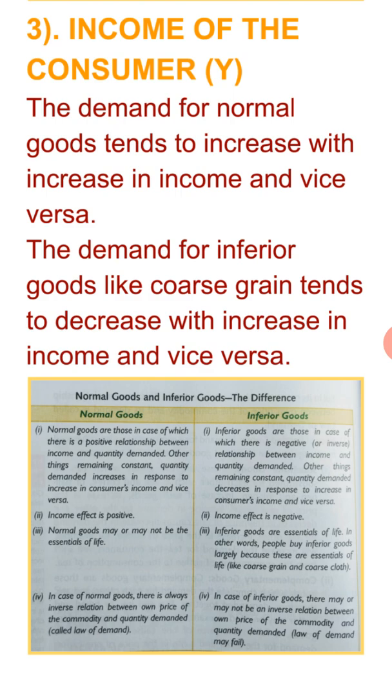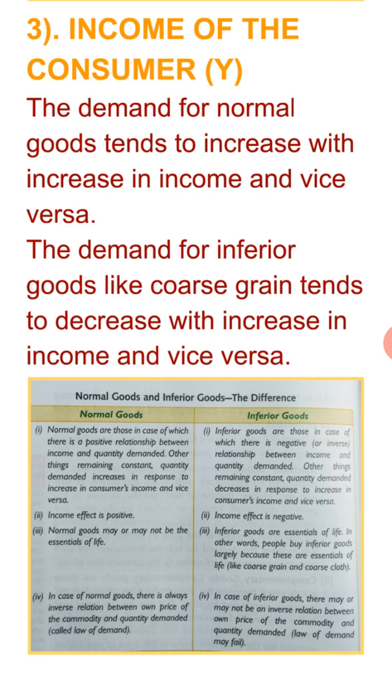Third point, normal goods may or may not be essential for life. ठीक है, अगर हम लोग नॉर्मल गुड्स की बात करें तो वो इसेंशियल हो सकते हैं और इसेंशियल नहीं भी हो सकते हैं. For example, if you take the example of AC, it comes under the category of normal good, but it is not essential. If a particular person is staying without AC, that particular person can survive as well. But if we talk about the inferior goods, they are essential for life.